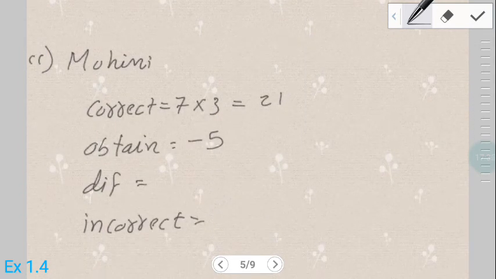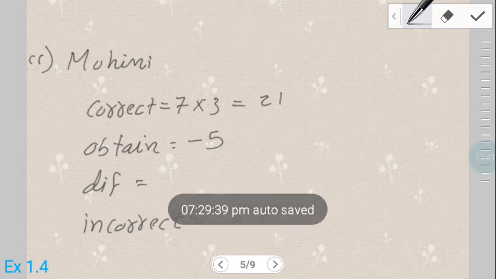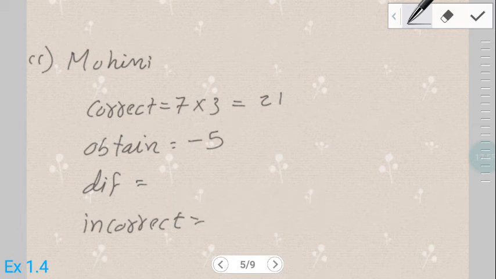Now for Mohini, the marks scored by Mohini is minus 5 in the test. She has got 7 correct answers. How many questions has she attempted incorrectly? So here again, the correct answers are 7. So 7 threes are 21. That means she got 21 marks by answering 7 questions correctly. But still she obtained minus 5 marks.